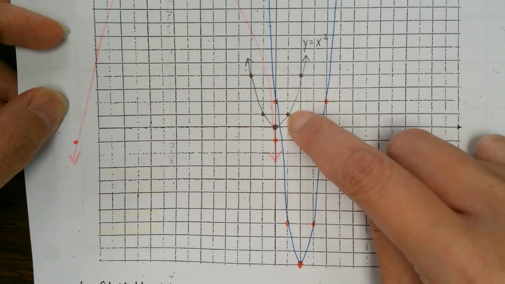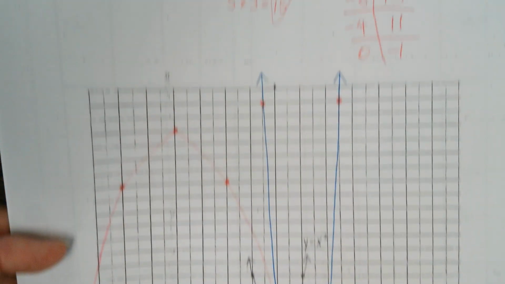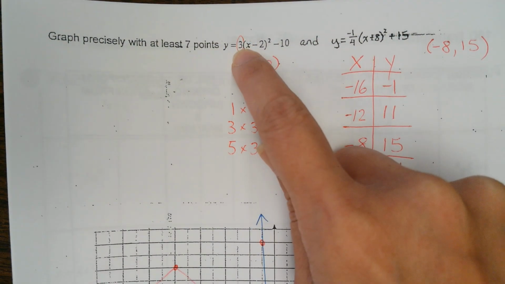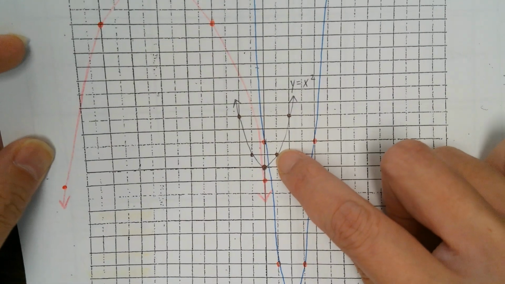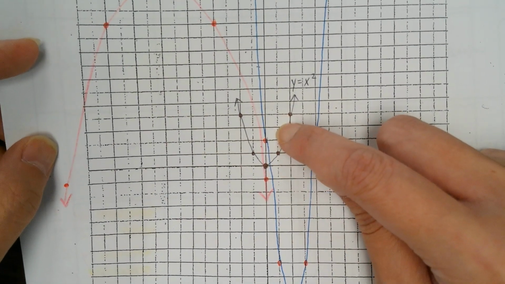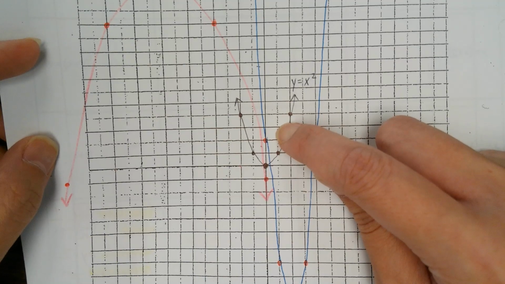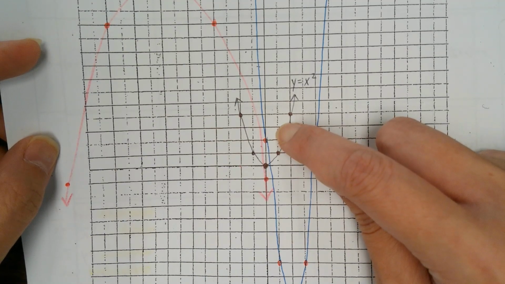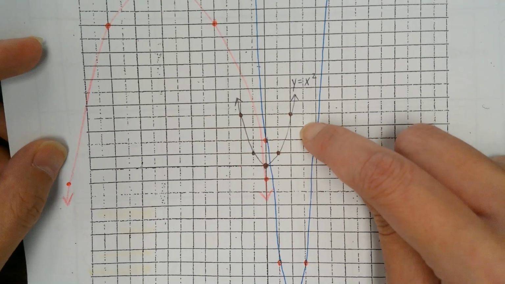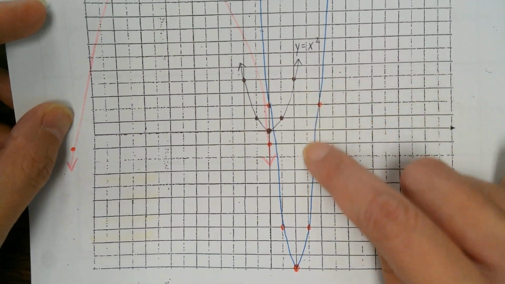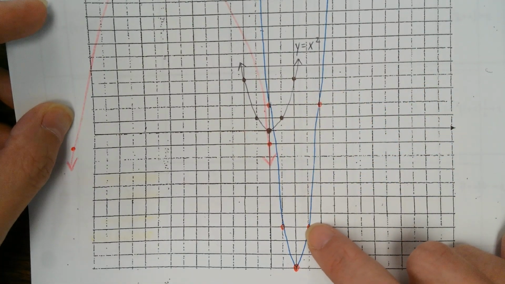Same thing right here. This point at 1, 1. So it's a stretch by 3. So 1 times 3 gives me 3. So that point is now over here. I have to shift that point over by 2. 1, 2. And shift that point down by 10. There. So that point is right here now.